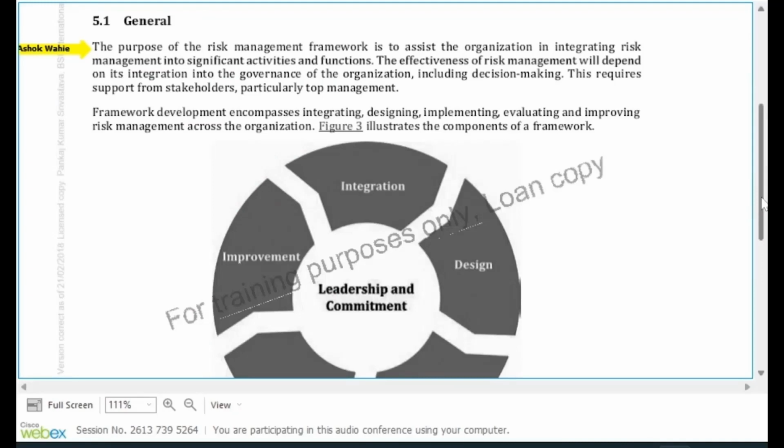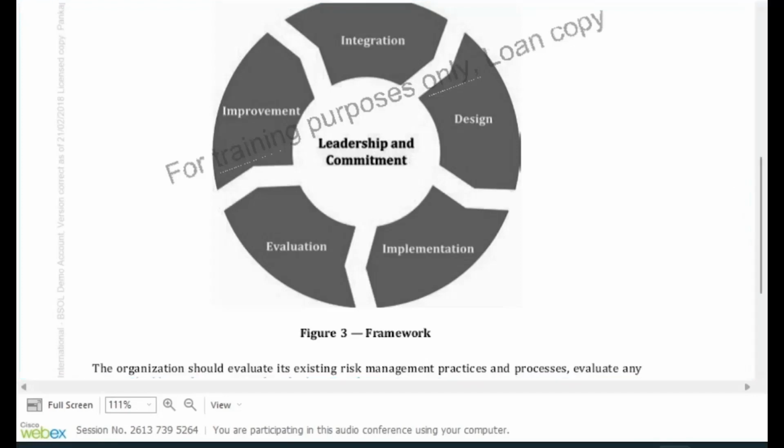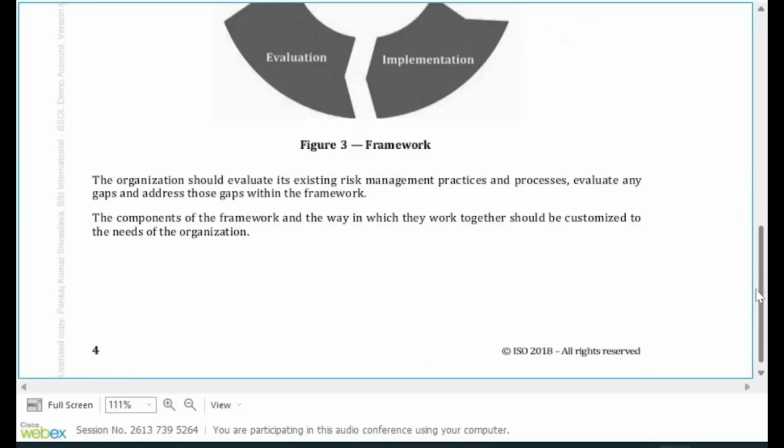So the main purpose of risk management framework when you establish and implement in your organization is that, have we integrated the risk management framework into significant activities and functions? So whatever activities, functions, processes we are doing, have we integrated the risk management framework as part of all those activities? Have we integrated the risk management framework into the governance of the organization? What is the involvement of the board of directors? Have we included the risk management framework in taking a decision? What to do, what not to do, how much risk is acceptable, how much risk is not acceptable, all those points.